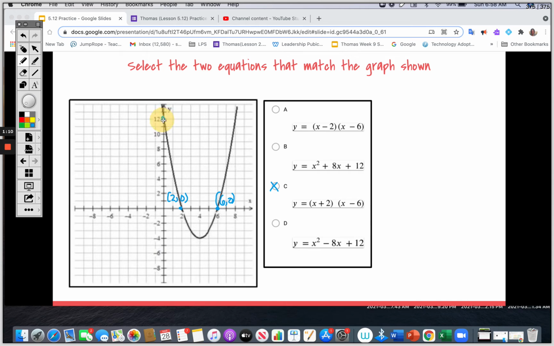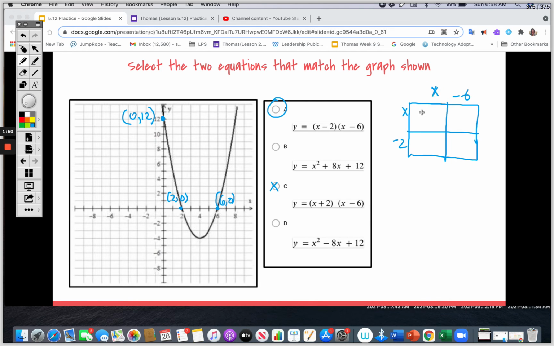Also, noticing that my y-intercept is going to be the point 0, 12, which means that my c in my standard form has to be positive. So right now I know that A is going to be a possible match. And then in order to find what the other one is, just use the box method or the distributive property to multiply out these factors. So that's going to be x minus 2 and x minus 6.